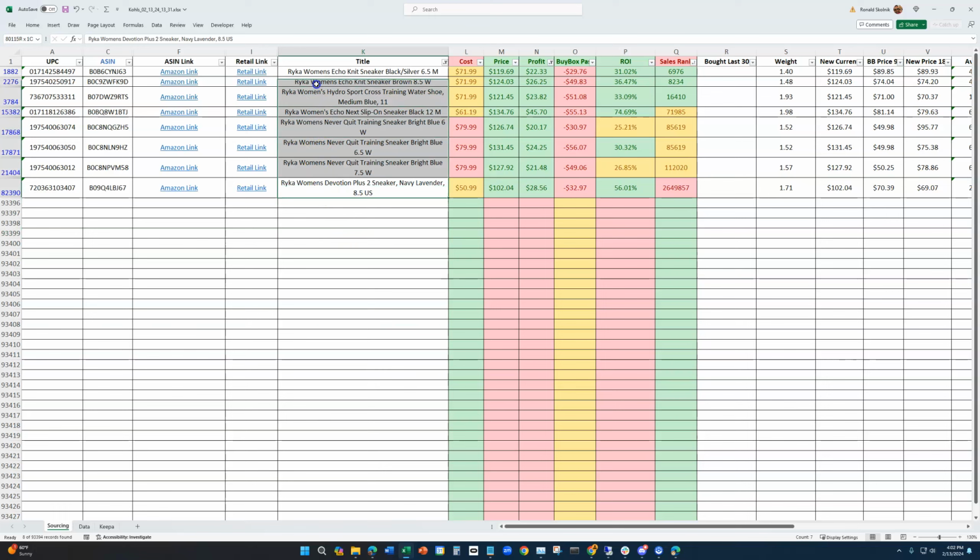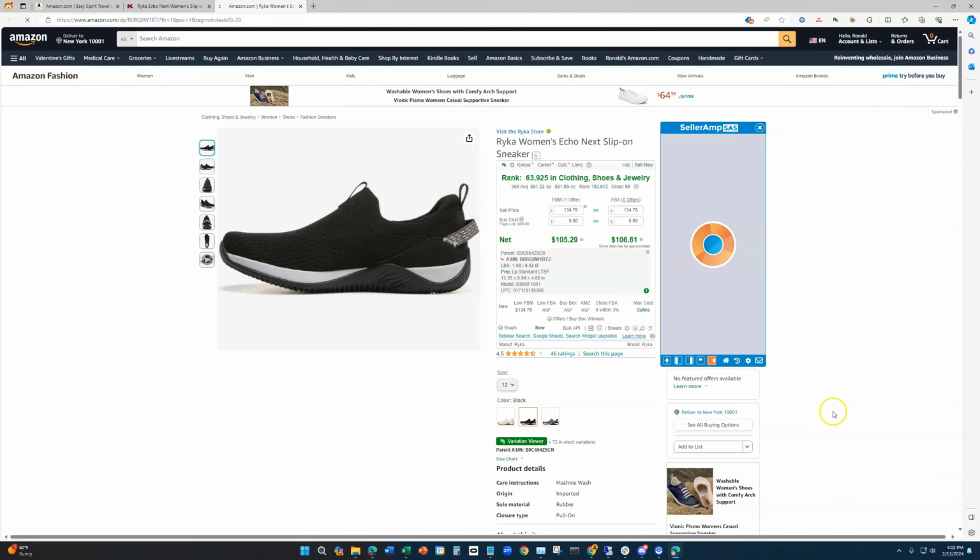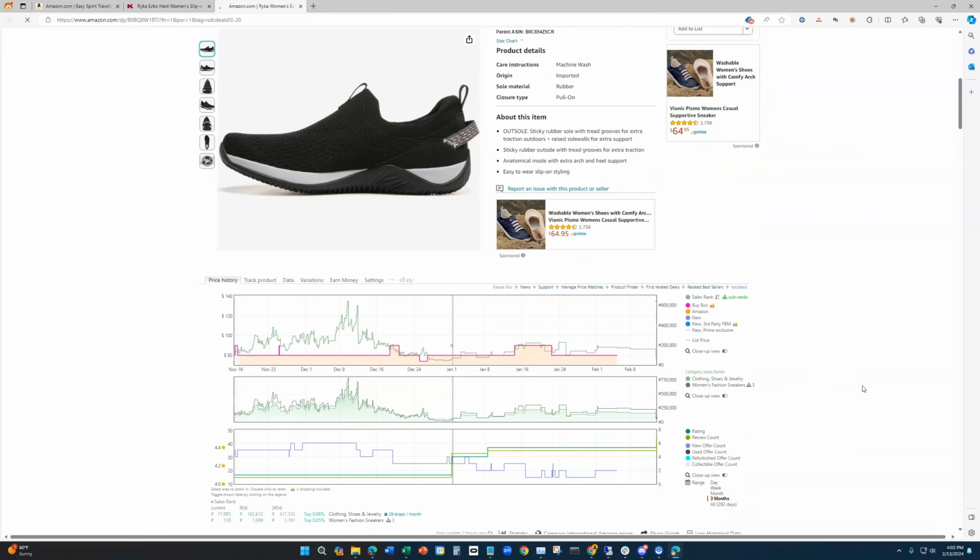I'm sure there's going to be other places besides Kohl's that sell some of these shoes, but some of these look pretty decent as far as profit. Let's just grab one and take a look just to see what we find. So again, women's size 12. There's probably a need. That's a pretty big shoe in women's sizes.